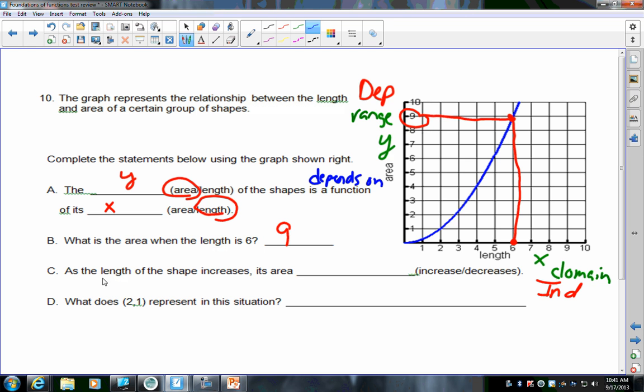C says, as the length of the shape increases, what happens to the area? So as the length increases, the length gets bigger, what's happening to the area? The area is going up. So it is increasing.